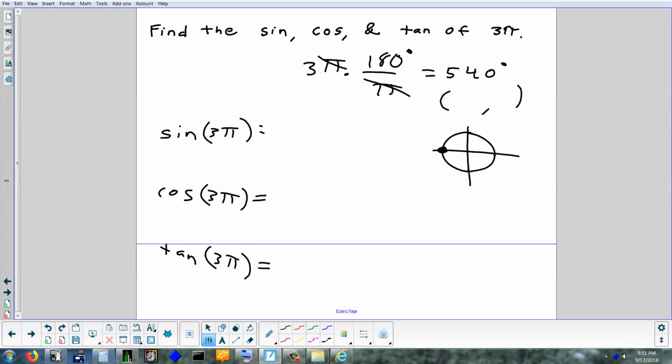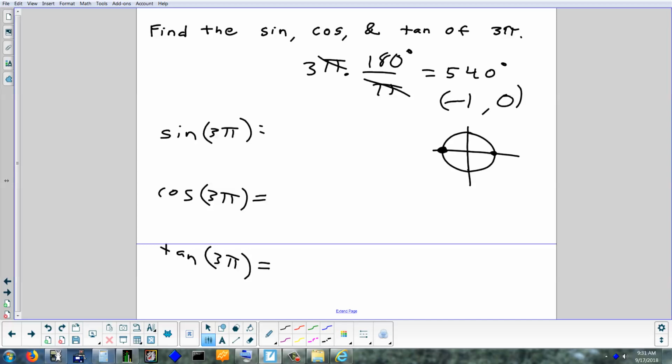What's the coordinate if you go left? 1, 0. 1, 0 would put you on the right. You want to go the other way. Negative 1, 0. Yep. Now we've got the x and the y value. Now we just fill them in.